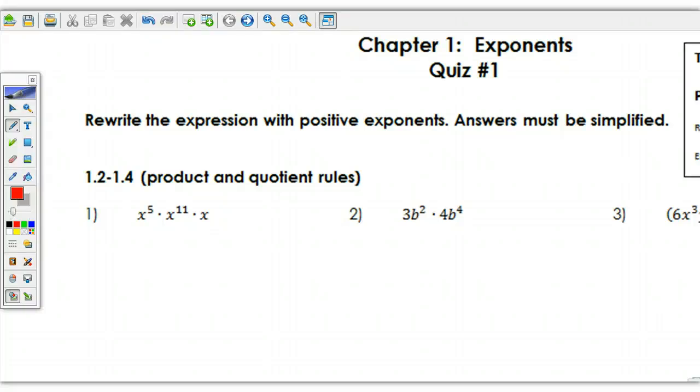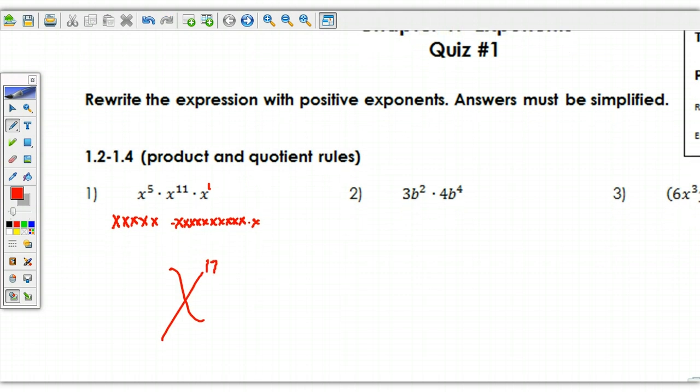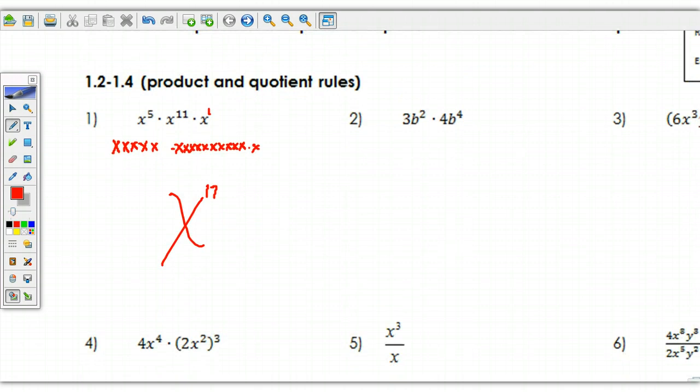So the first couple questions here are about product and quotient rules. In number 1, you see that we have x to the 5th times x to the 11th times x to the 1st power. So if you start writing these out with 5 x's and 11 x's and 1 x, notice that it's all multiplication in between. If we count all those x's up, we can write that as an exponent. So the exponent there is finally x to the 17th power. There are 17 total x's. So don't forget about that first x there.